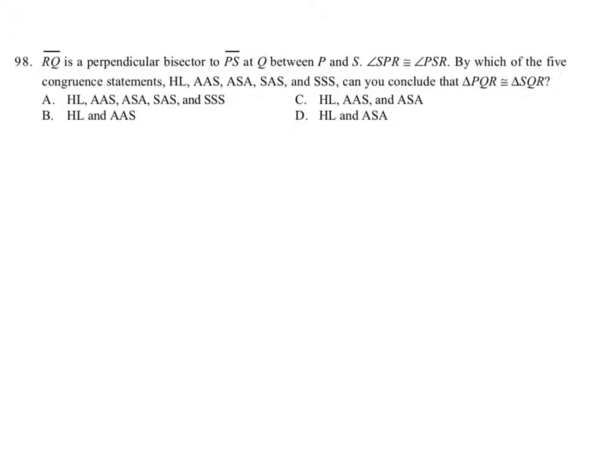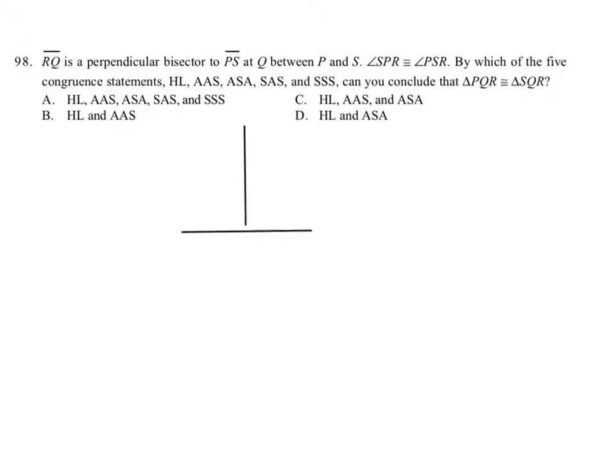They're telling us that RQ, some segment RQ, is a perpendicular bisector to PS. So there's some segment PS, and I want to sketch it out here. Here we've got PS, and I'm going to label them as such because it says, well, first it says RQ is a perpendicular, RQ is a perpendicular bisector.